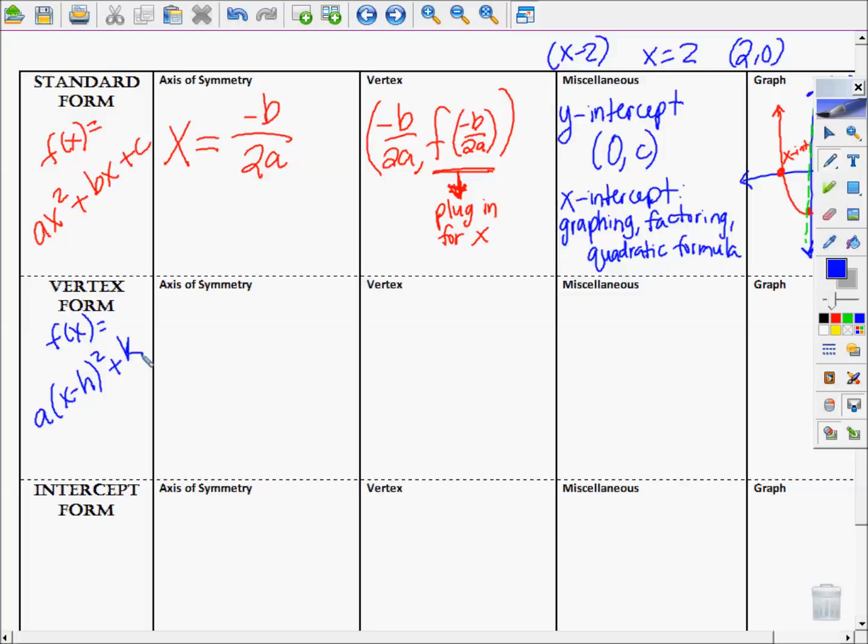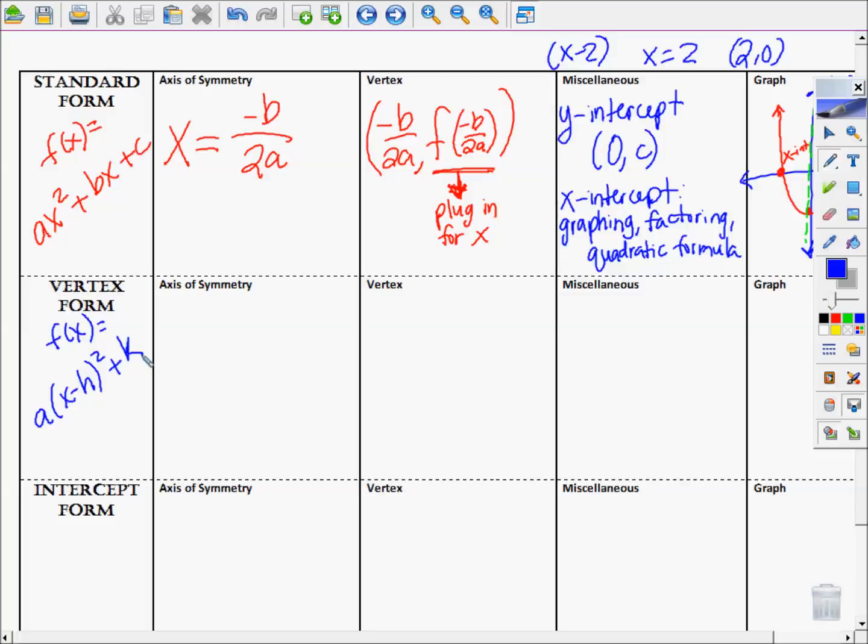This is the form I like. That's a lot. The vertex form? I don't like it. It don't matter to me. I like y equals mx plus b. It's so simple. Too bad that was a line.